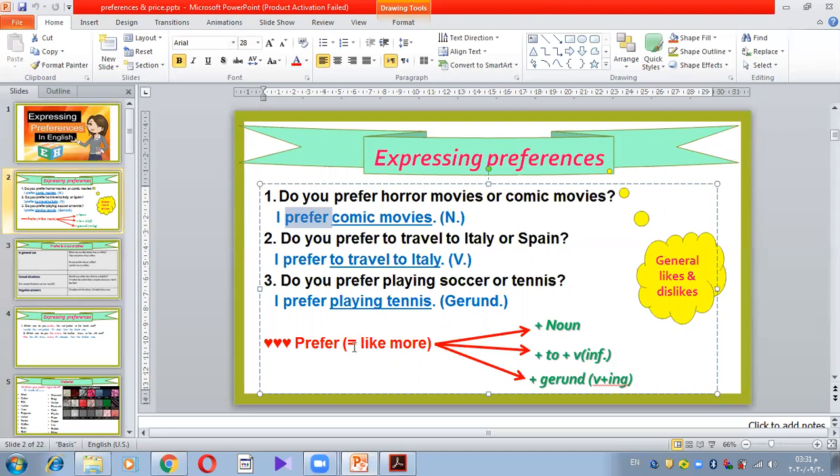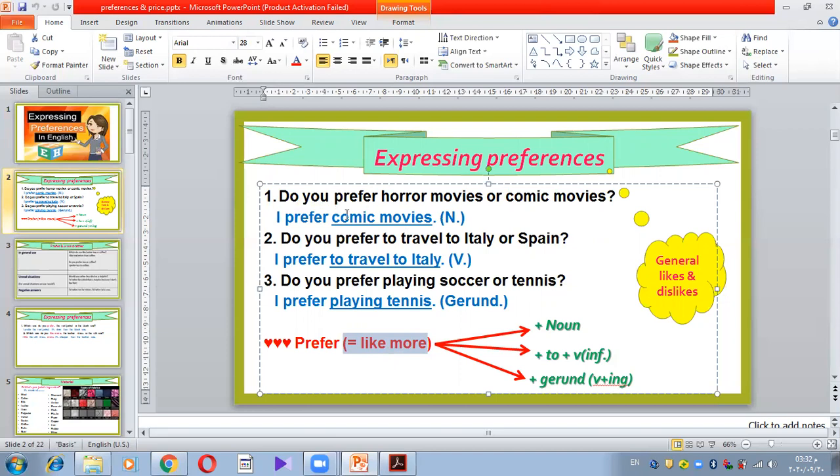Yeah, if you guess like more, this is excellent. So prefer means what? It means like more. So if I ask you, do you prefer horror movies or comic movies? It means maybe you like both. You like horror and the comic. But which one do you like more? Which one do you like better? Or which one do you prefer? So it means you like more in this case.